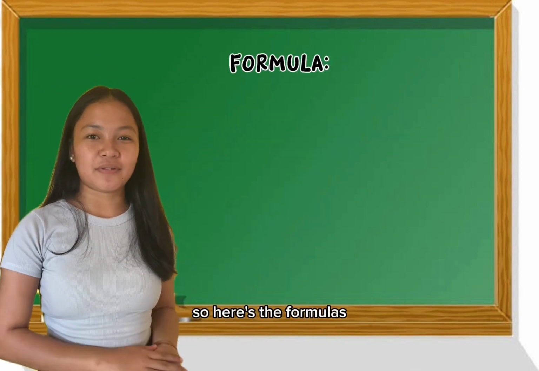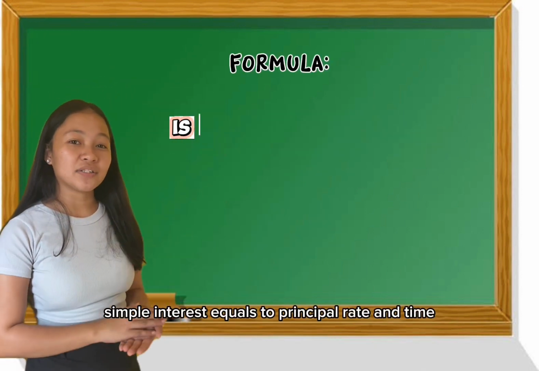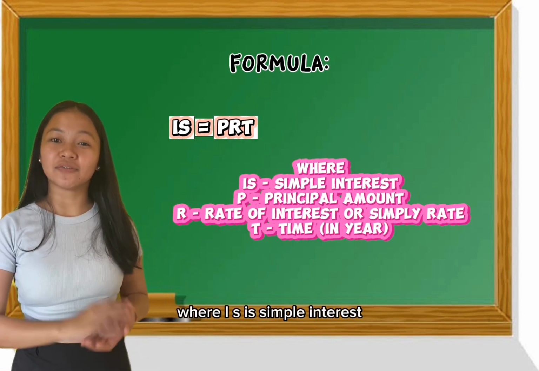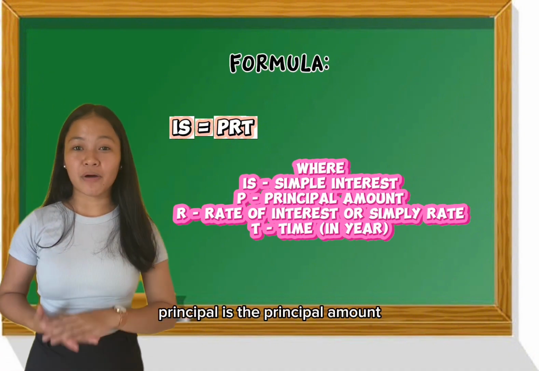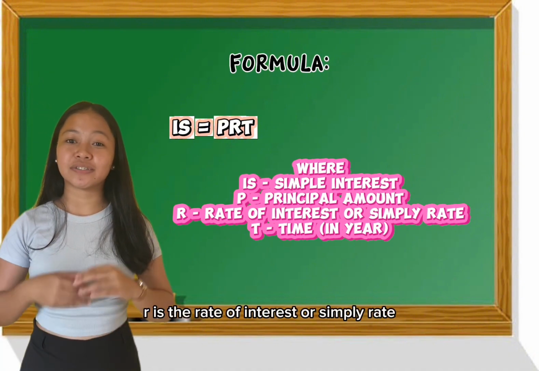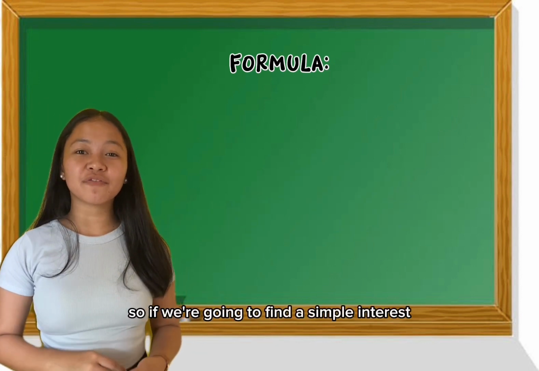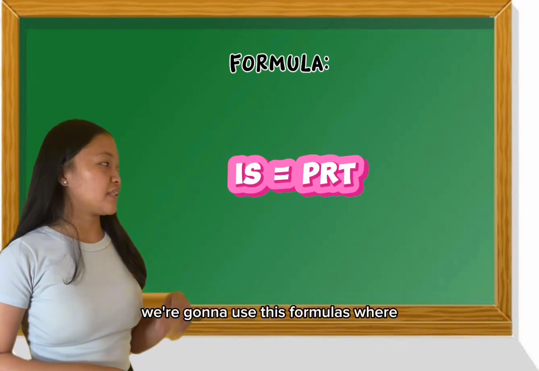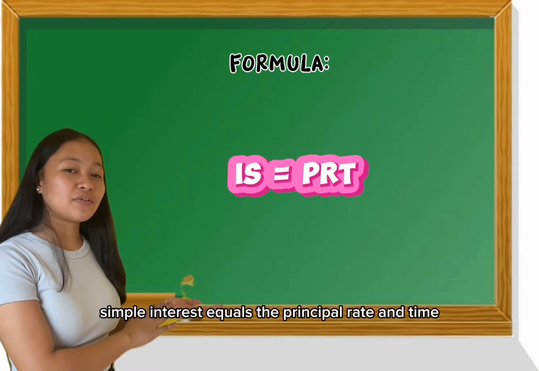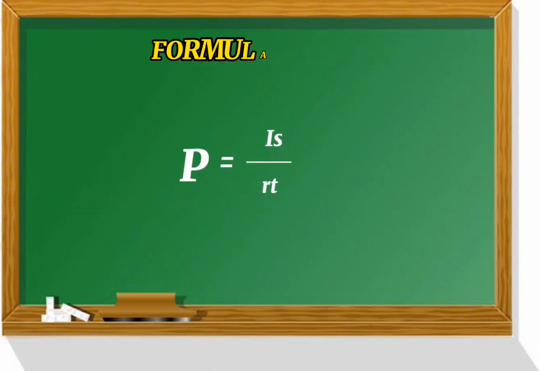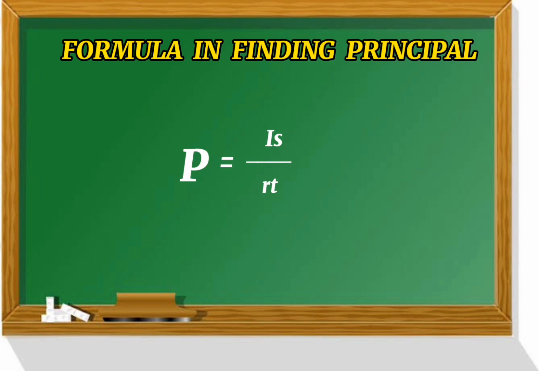So, here are the formulas. Simple interest equals principal times rate times time, where Is is the simple interest, P is the principal amount, R is the rate of interest or simple rate, and T is the time in years. If we are going to find the simple interest, we use this formula: Is = PRT. And if we are going to find the principal amount, we use this formula: principal is equal to simple interest over rate times time.